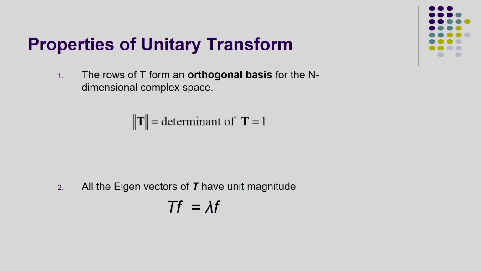Now the properties of the unitary transformation: the rows of the transformation matrix T form an orthogonal basis for the n dimensional complex space. That is a very important property. And one important thing is that the determinant of T is equal to 1. That you can determine. All the eigenvectors of T have unit magnitude. That is another property. Tf is equal to lambda f. By using this you can determine the eigenvalues and the eigenvectors. So all the eigenvectors of T have unit magnitude.